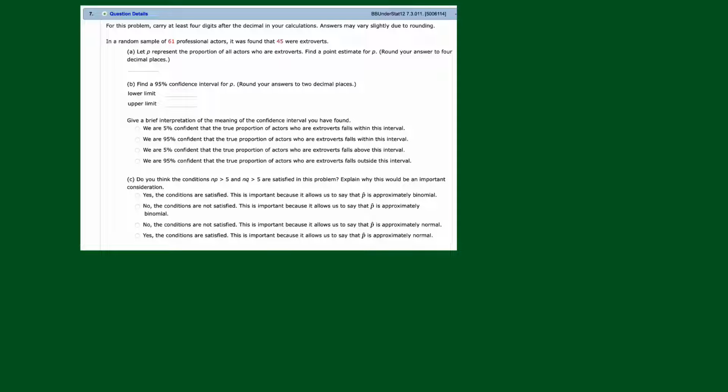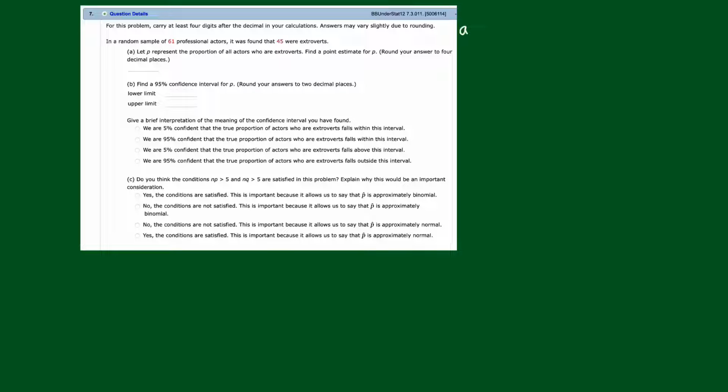Section 7.3, Problem 7, the last problem in this section. For this problem, carry at least 4 decimal digits through our calculations. In a random sample of 61 professional actors, it was found that 45 were extroverts. So let P represent the proportion of all actors who are extroverts. We want to find a point estimate, that's our P hat, for that proportion.